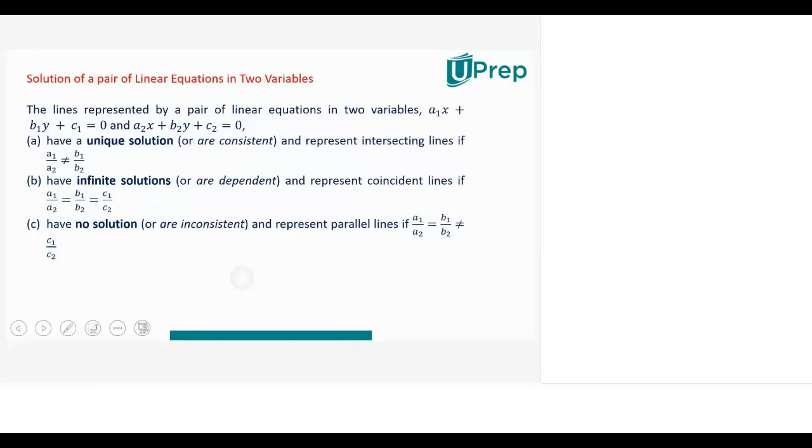So these are the conditions we have learned. What I suggest is, based on these conditions, let's solve some questions. I'm sure everyone is clear with the conditions.